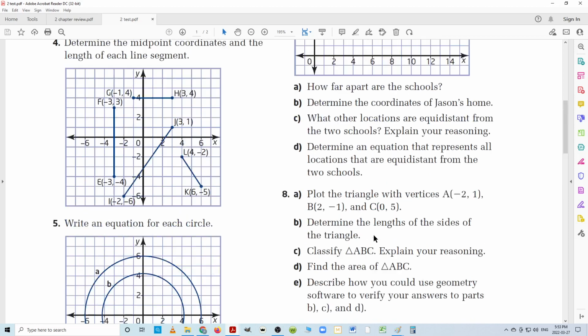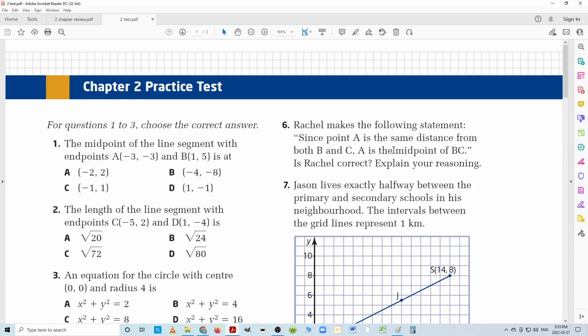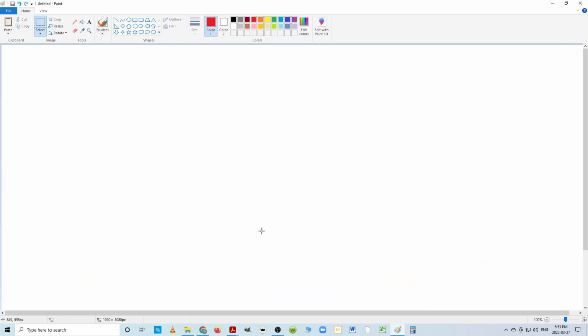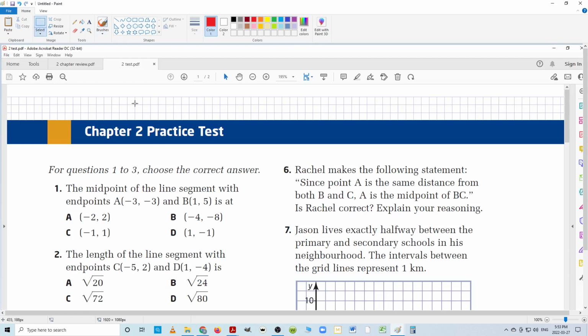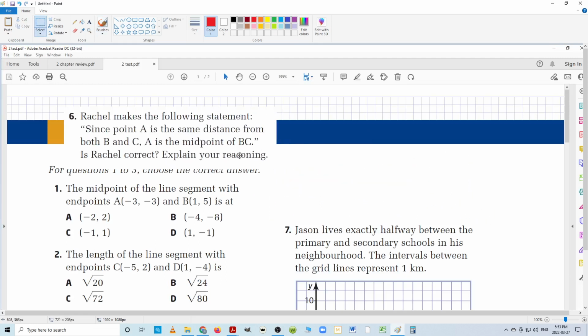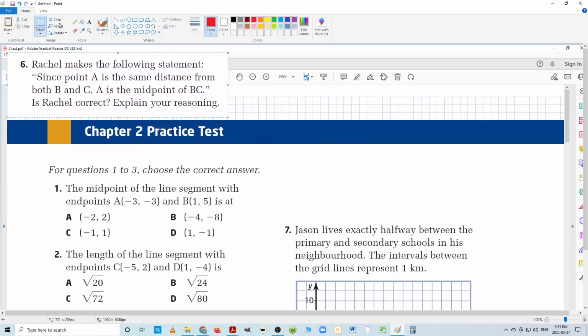Moving onwards. Rachel makes the following statement. And this is going to be interesting. And I wish I had a good Desmos open for this because it would help to see it. This statement is not true. And we'll have a look.